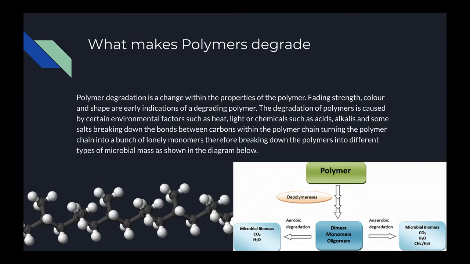The degradation of a polymer is caused by certain environmental factors such as heat, light, or chemicals such as acids, alkalis, and some salts breaking down the bonds between carbons within the polymer chain, turning the polymer chain into a bunch of lonely monomers, therefore breaking down the polymers into different types of microbial mass as shown in the diagram below.